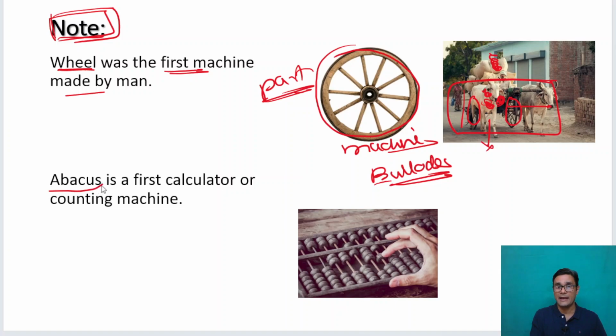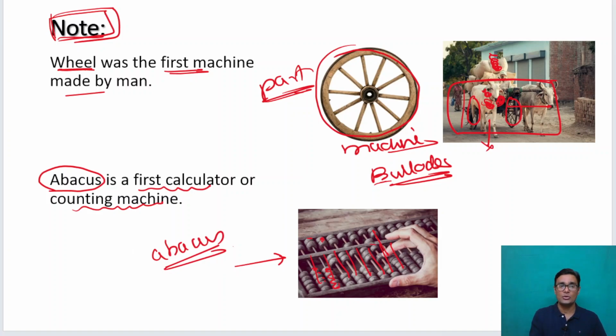Okay, what is an abacus? An abacus looks like this. There are beads and there are rods, on which above there are fewer beads and below there are more beads, and there is a way to use the abacus. If you learn how to use an abacus, then you can do big calculations. Before the calculator came, before the computer came, people used to use an abacus to calculate things.